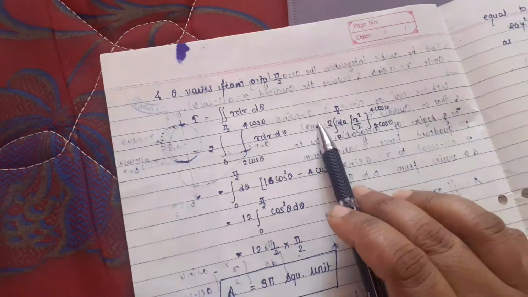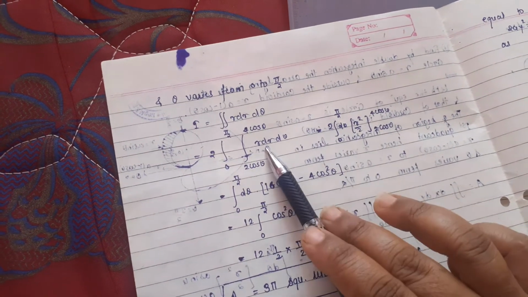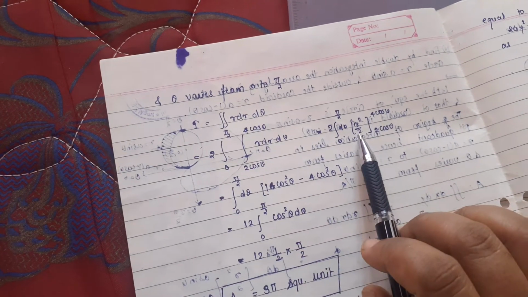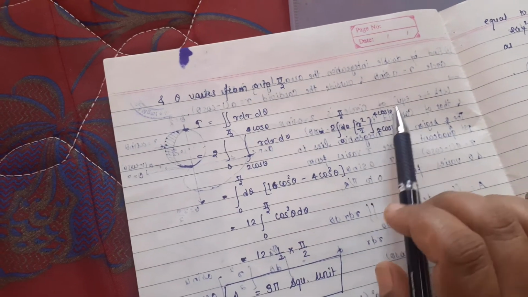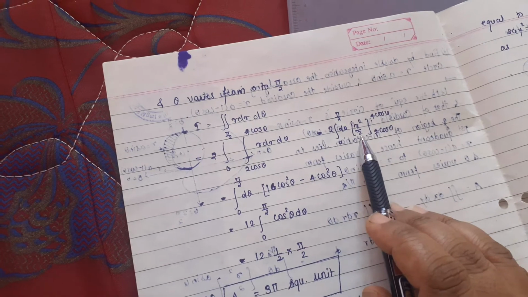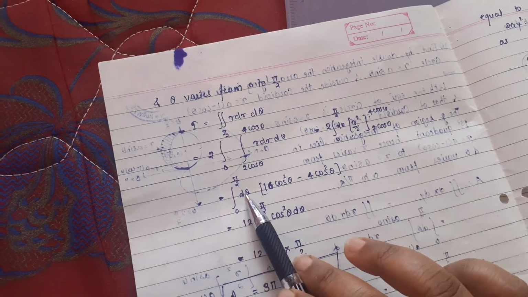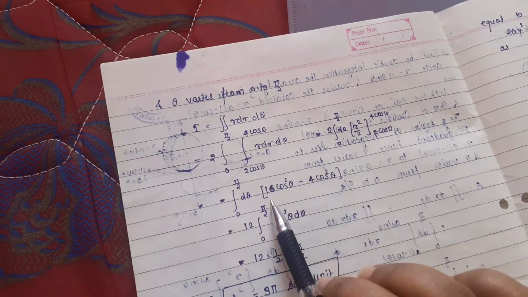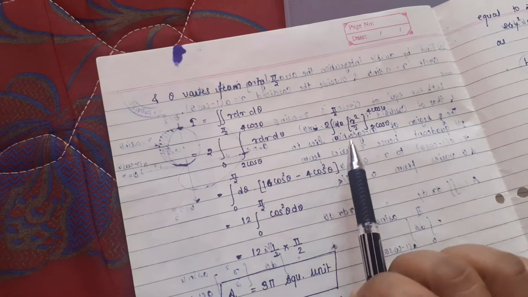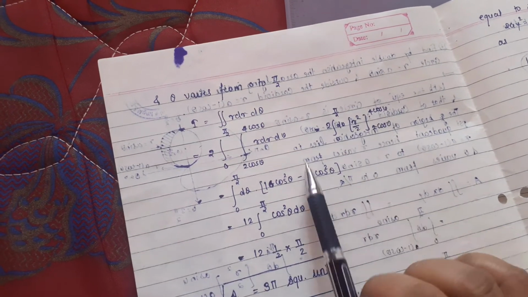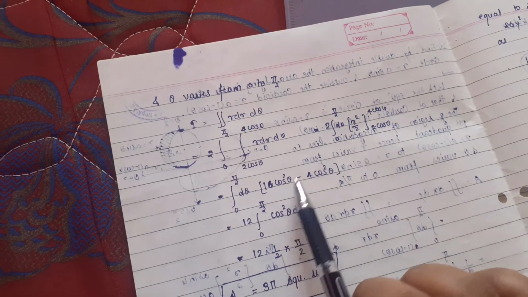Now here 2 is a constant, 0 to pi by 2 d theta, and the integration of r with respect to r is r square by 2 from 2 cos theta to 4 cos theta. Now apply the limits, the constant 2 gets cancelled, so only 0 to pi by 2 d theta remains. Then apply the limit: r square means 4 cos theta, 4 cos theta square is 16 cos square theta.